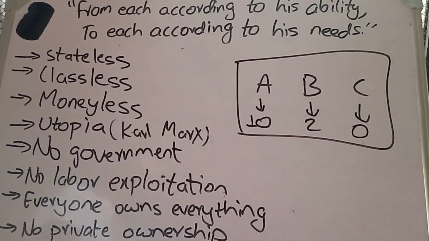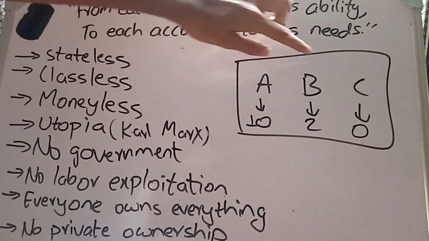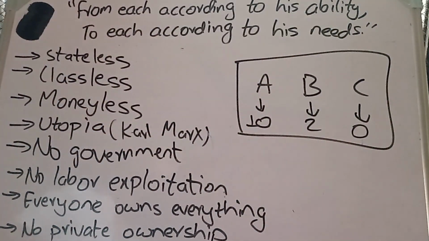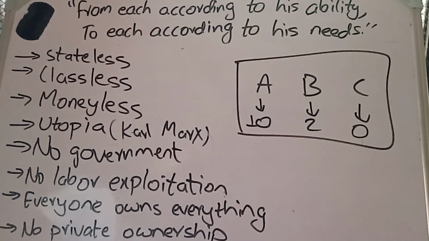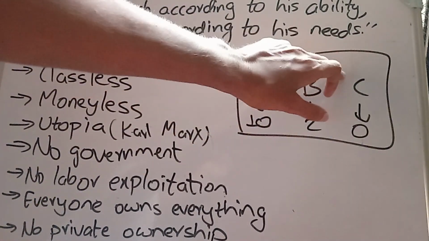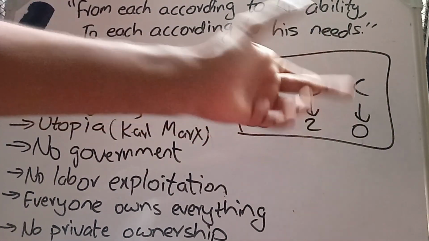In a normal capitalist society, everyone is rewarded based on how much profit they can get. So A gets 10 apples. A takes 10 apples home, B takes 2 apples home, and C doesn't take any apples home, and he actually starves.